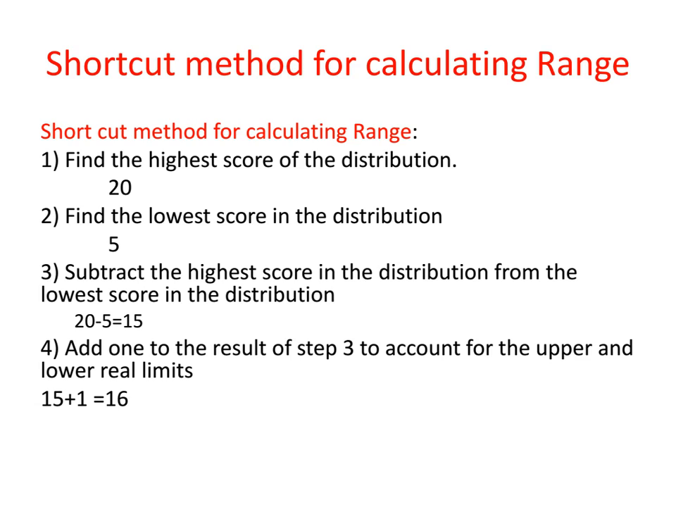For the shortcut method, what we're going to do is find the highest score of the distribution, which is 20. Then we're going to find the lowest score in the distribution, which is 5. And then we're going to subtract the lowest score in the distribution from the highest score in the distribution. And we have 20 minus 5, which equals 15. And we're going to add 1 to the result of that subtraction because we want to account for the upper and lower real limits. So then we have 15 plus 1. So remember that accounts for the upper and lower real limits, and we get 16, which is our final answer. So that is the range.